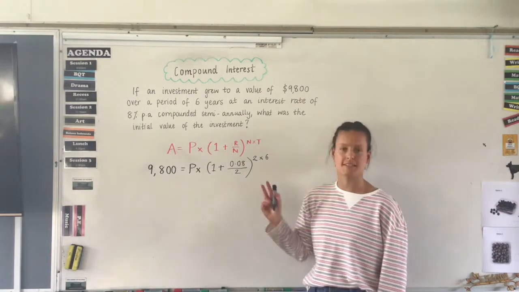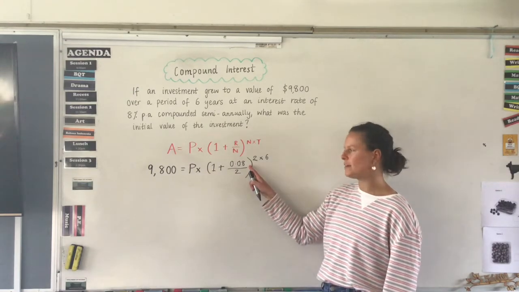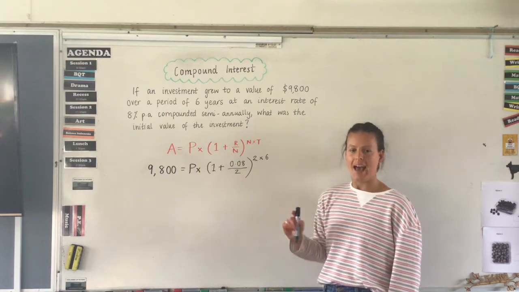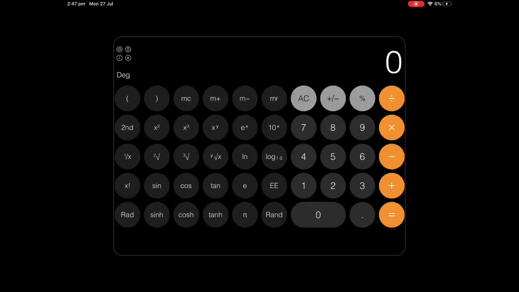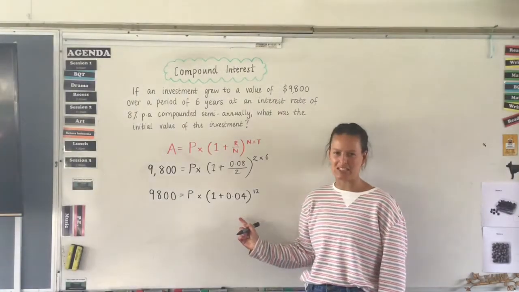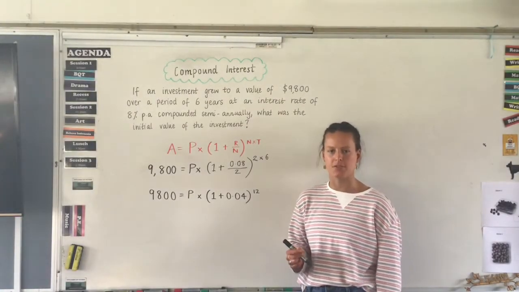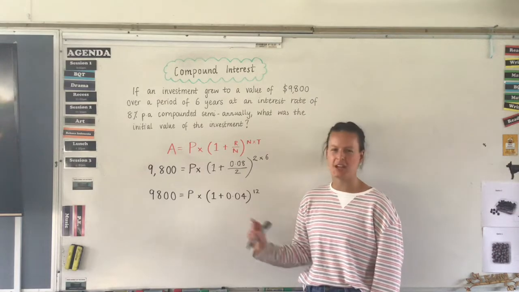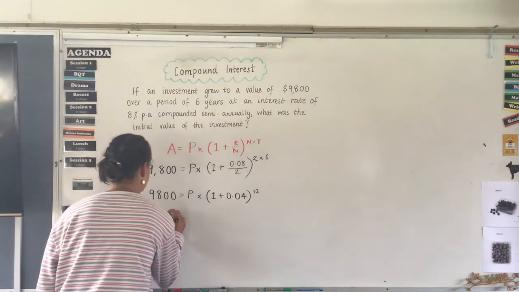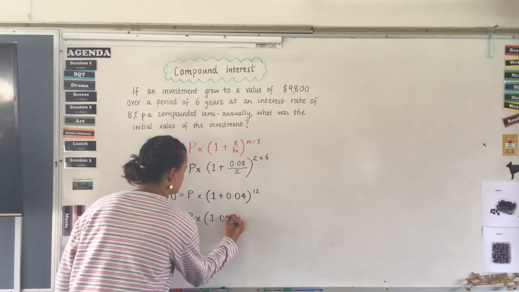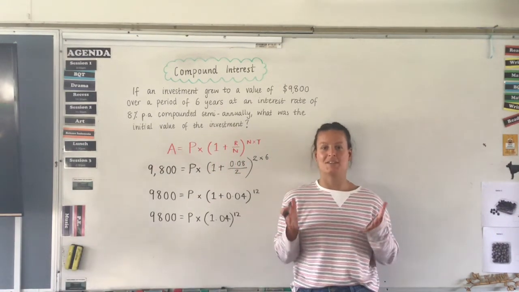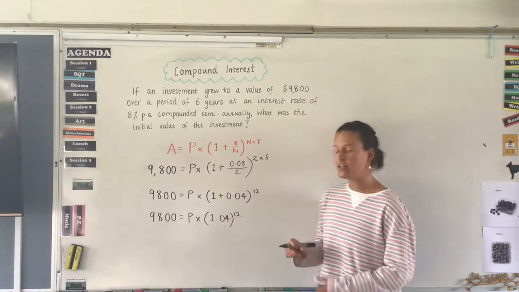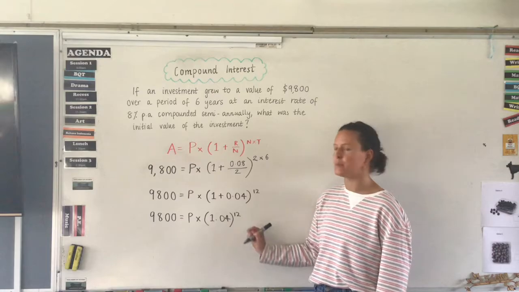I'm going to go ahead now and simplify this using my calculator. So I'm going to figure out what 0.08 divided by 2 equals, and I'm also going to figure out what 2 times 6 equals. Now our equation looks a little bit like this, but I'm going to go ahead again and simplify it some more, because I know that 1 plus 0.04 is going to equal 1.04. So check out what I do now. Now, this is where you need your calculator in hand. We are going to figure out what 1.04 to the power of 12 equals.